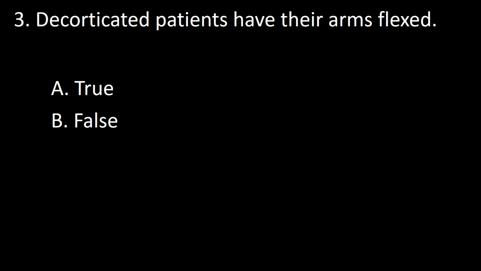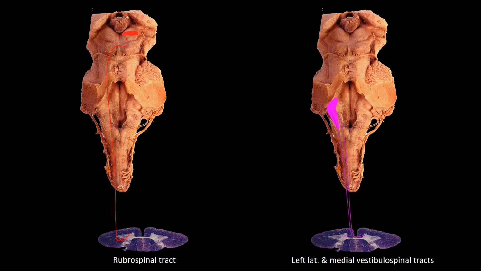Next question. Decorticate patients have their arm flexed. A true, B false. In this frame, you can see the rubrospinal tract. And now the vestibulospinal tract. A cut above the red nucleus, disconnecting the red nucleus from the brain region above, produces decortication. This is so because the upper extremity flexion preference of the red nucleus exerted upon a spinal neuron is no longer being modulated by higher brain centers.